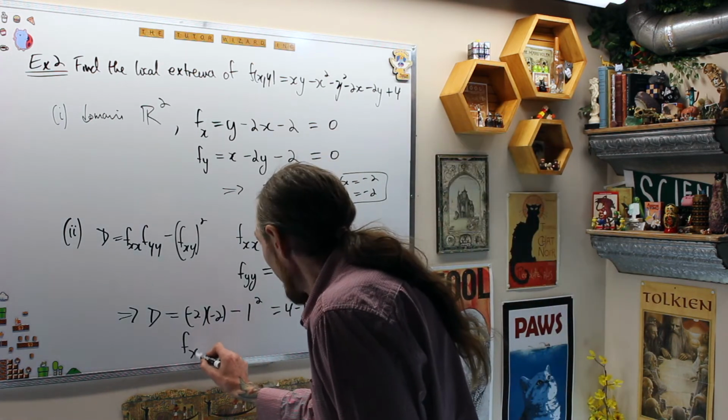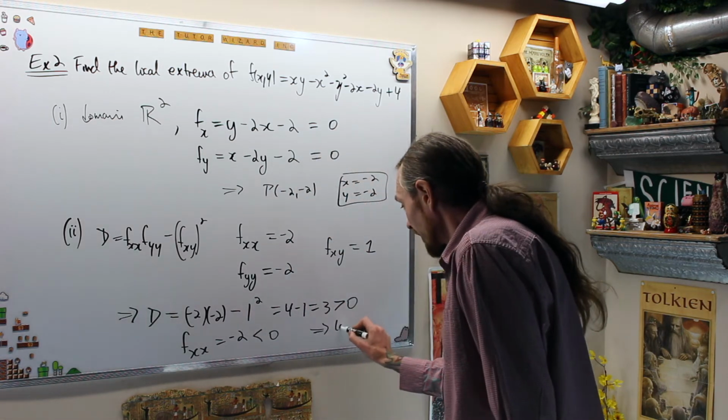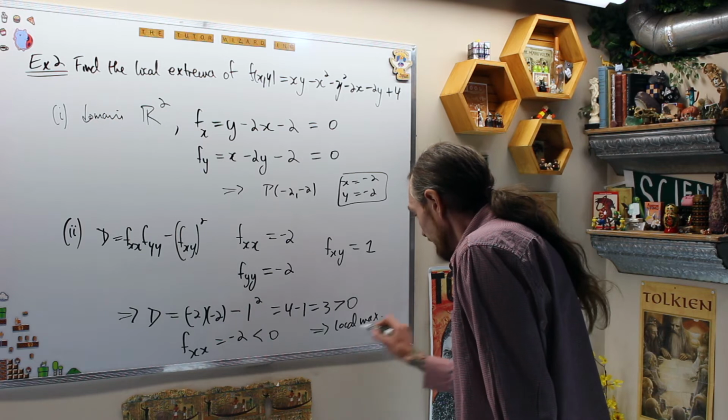And fxx is negative 2, which is less than 0. So we have a local maximum at this point.